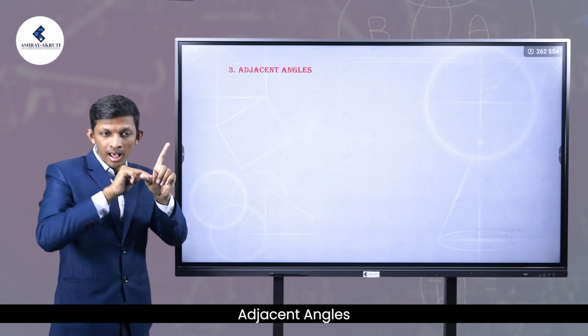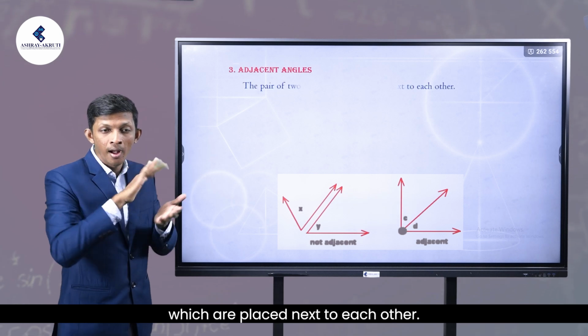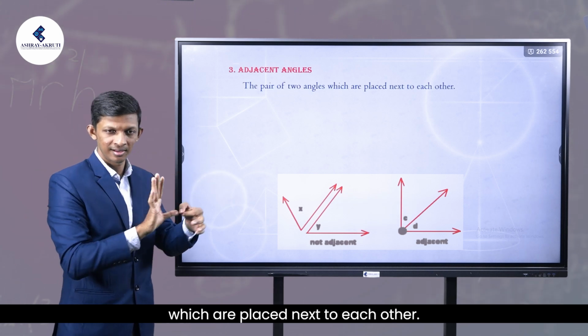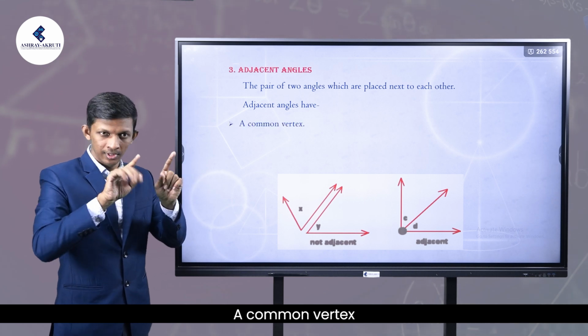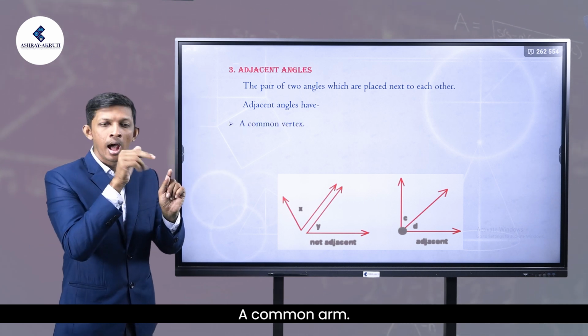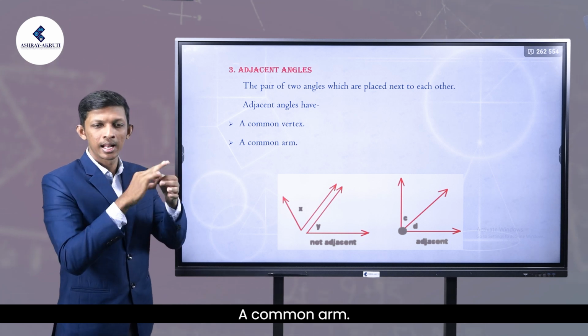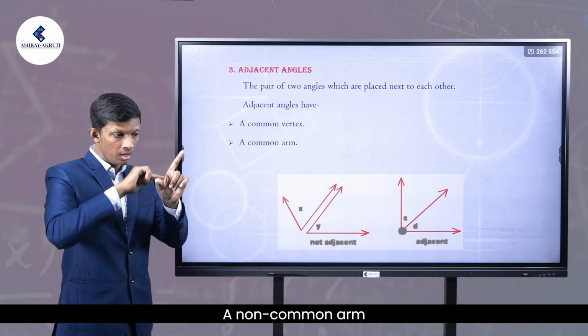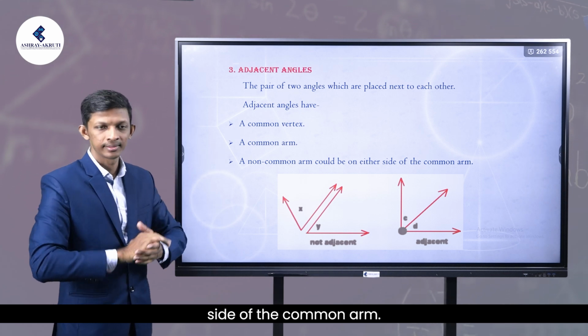Adjacent angles. It is a pair of two angles which are placed next to each other. Adjacent angles have a common vertex and a common arm. The non-common arms could be on either side of the common arm.